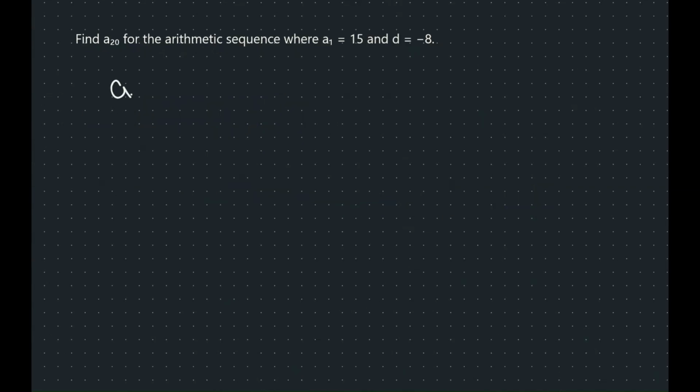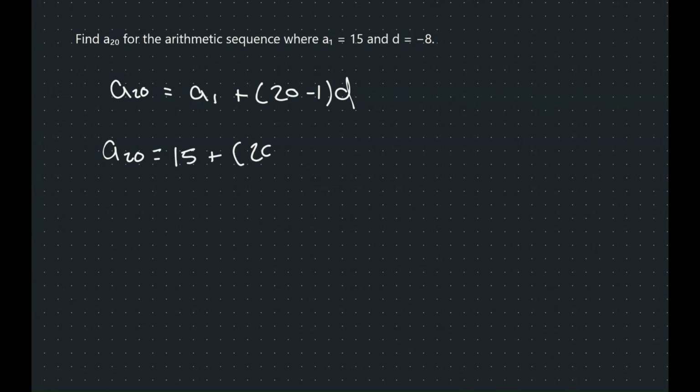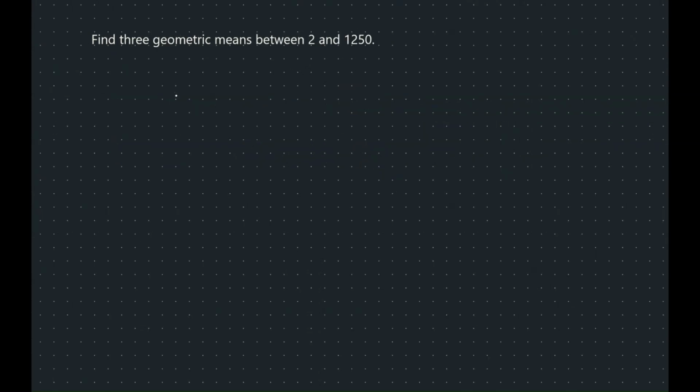In this case, we want to find a20 of an arithmetic sequence with a1 equal to 15 and d equal to negative 8. So a20 is going to be equal to a1 plus (20 minus 1) times d. Let's substitute what a1 is and what d is. So we'll have a20 is equal to 15 plus (20 minus 1) times negative 8. And if we solve this, we will get an answer which is negative 137.